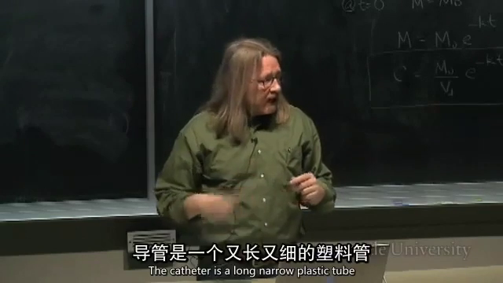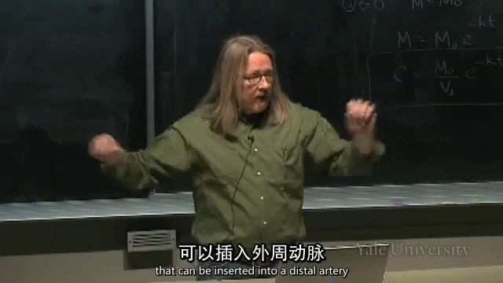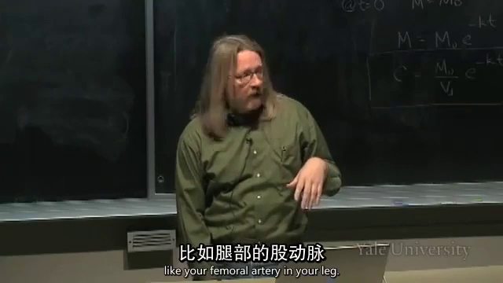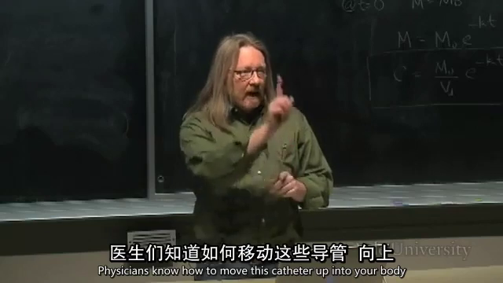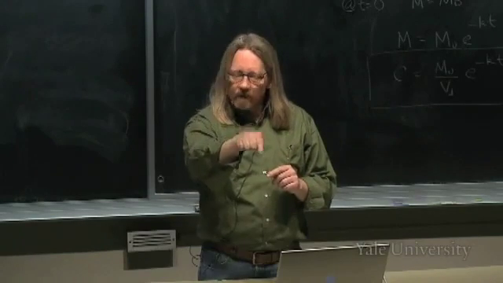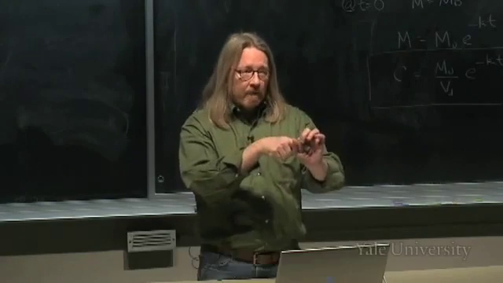And so a shrunken version of this stent, shrunken only in its diameter being reduced, is then put into your body. The catheter is a long, narrow plastic tube that can be inserted into a distal artery, like your femoral artery in your leg, and then physicians know how to move this catheter up into your body and actually into the blood vessels of your heart. So they put this tube up into your coronary artery.